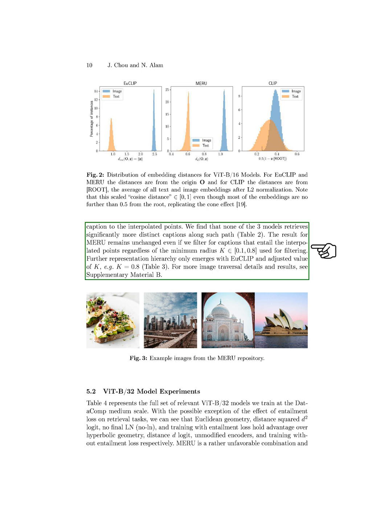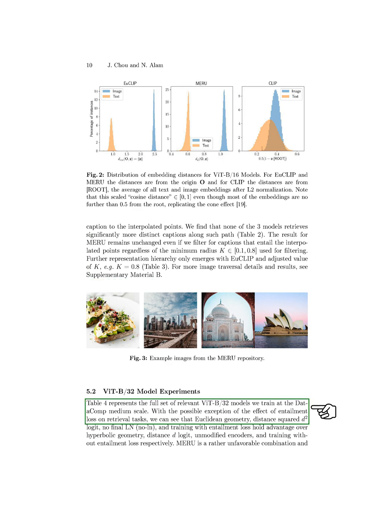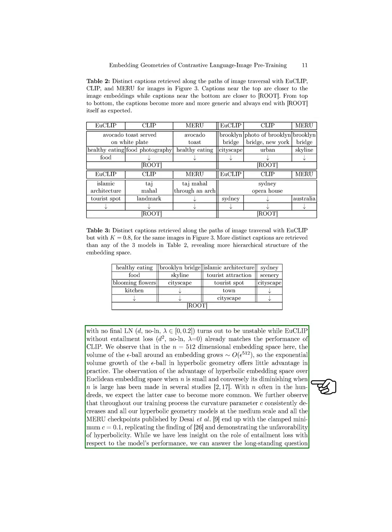Section. VIT-B32 Model Experiments. In this section, we present our experiments with the VIT-B32 model at a medium scale. The table shows all the relevant models we trained. We find that, except for the impact of entailment loss on retrieval tasks, using Euclidean geometry, squared distance logit, no final layer normalization, and training with entailment loss generally performs better than hyperbolic geometry, regular distance logit, unmodified encoders, and training without entailment loss. The Meru combination is less favorable, and when we use no final layer normalization, it becomes unstable. In contrast, EuCLIP without entailment loss matches CLIP's performance.